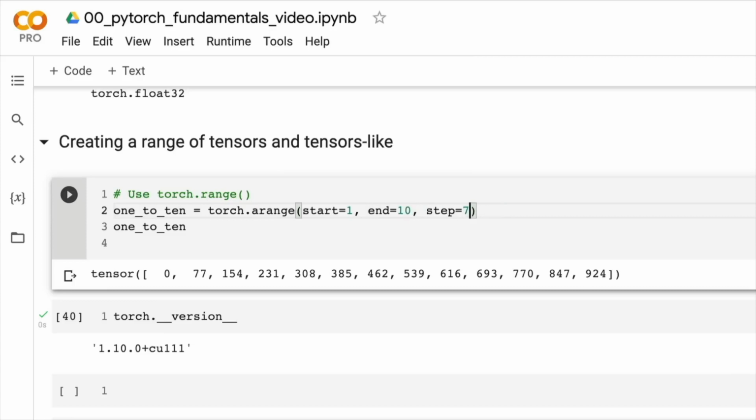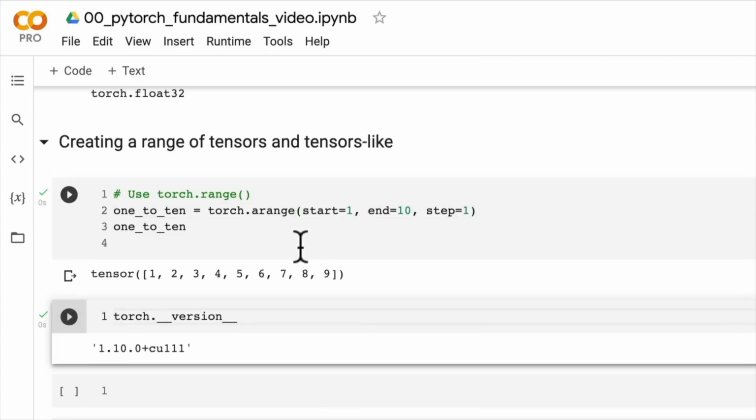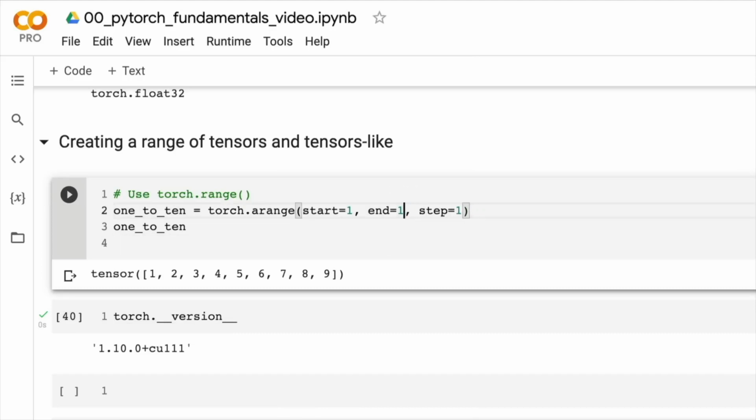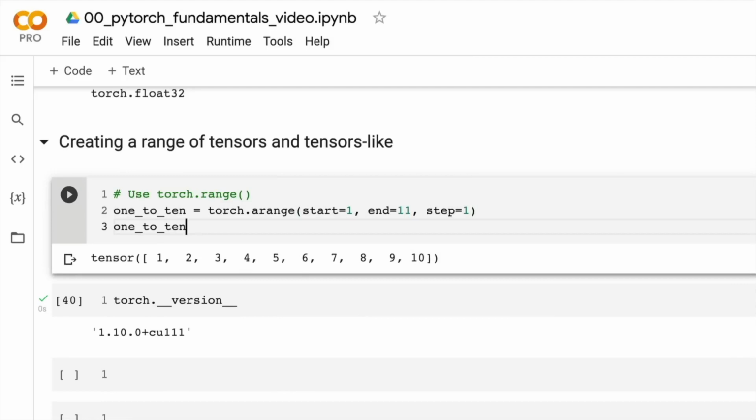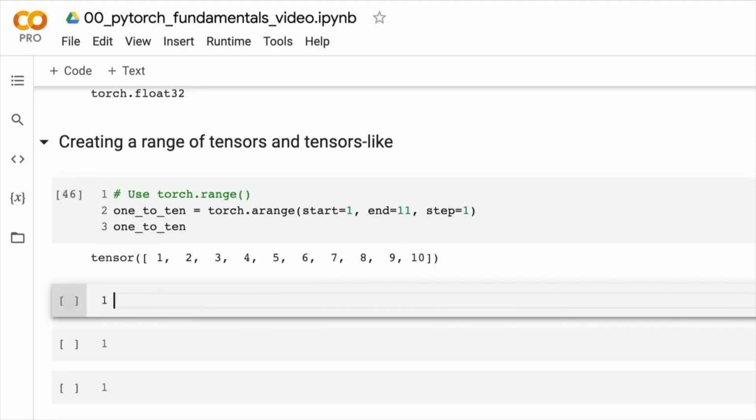So if we wanted to take it back to 1 to 10, we can go up here. 1, 10, and the default step is going to be 1. Oops, we needed the end to be, it's going to finish at end minus 1. There we go, beautiful.